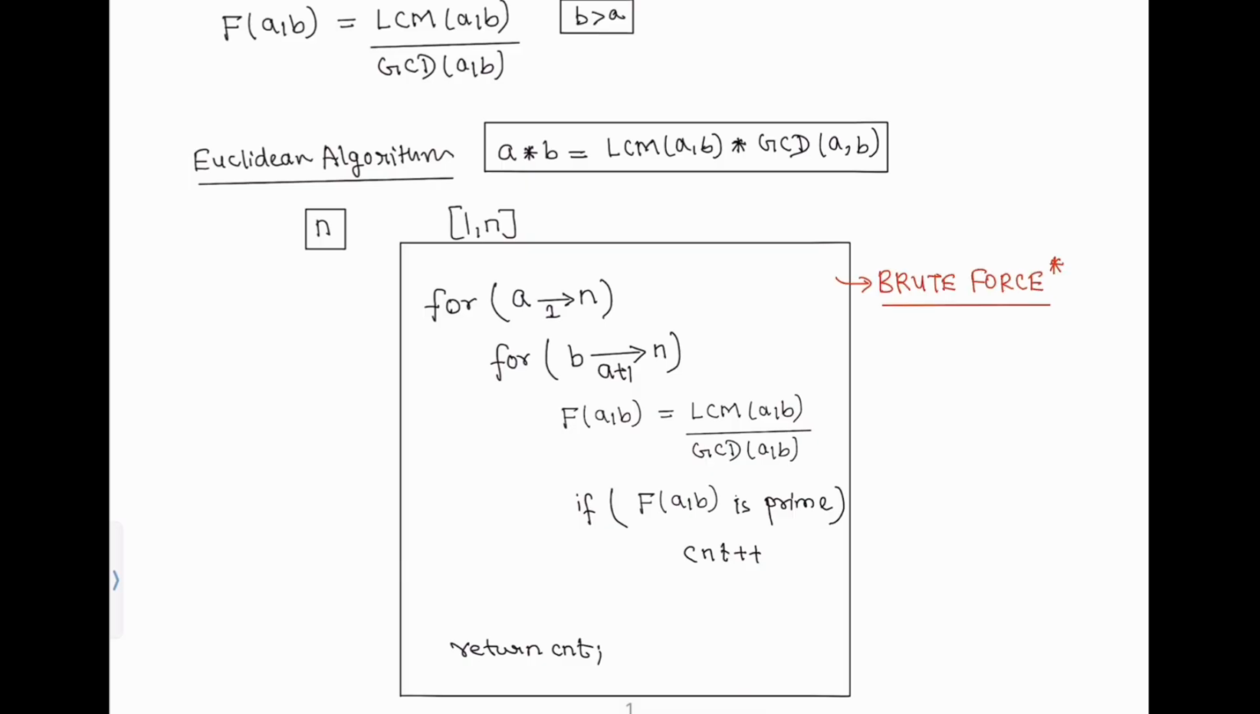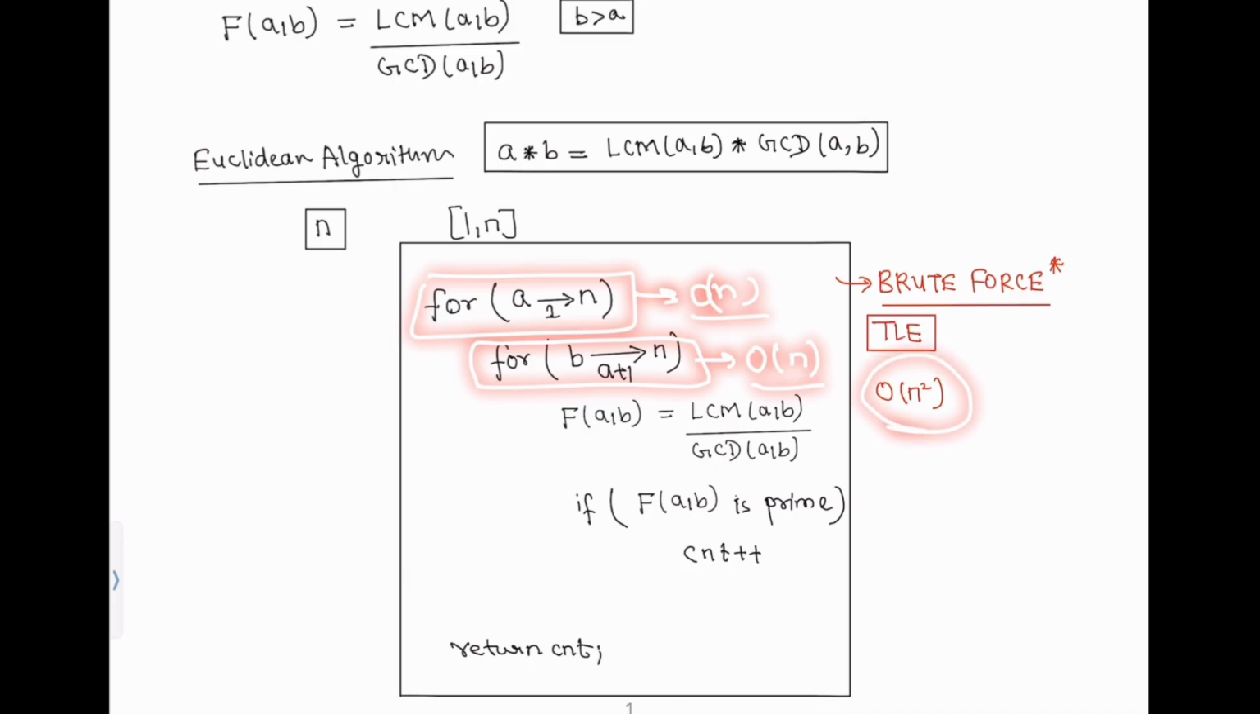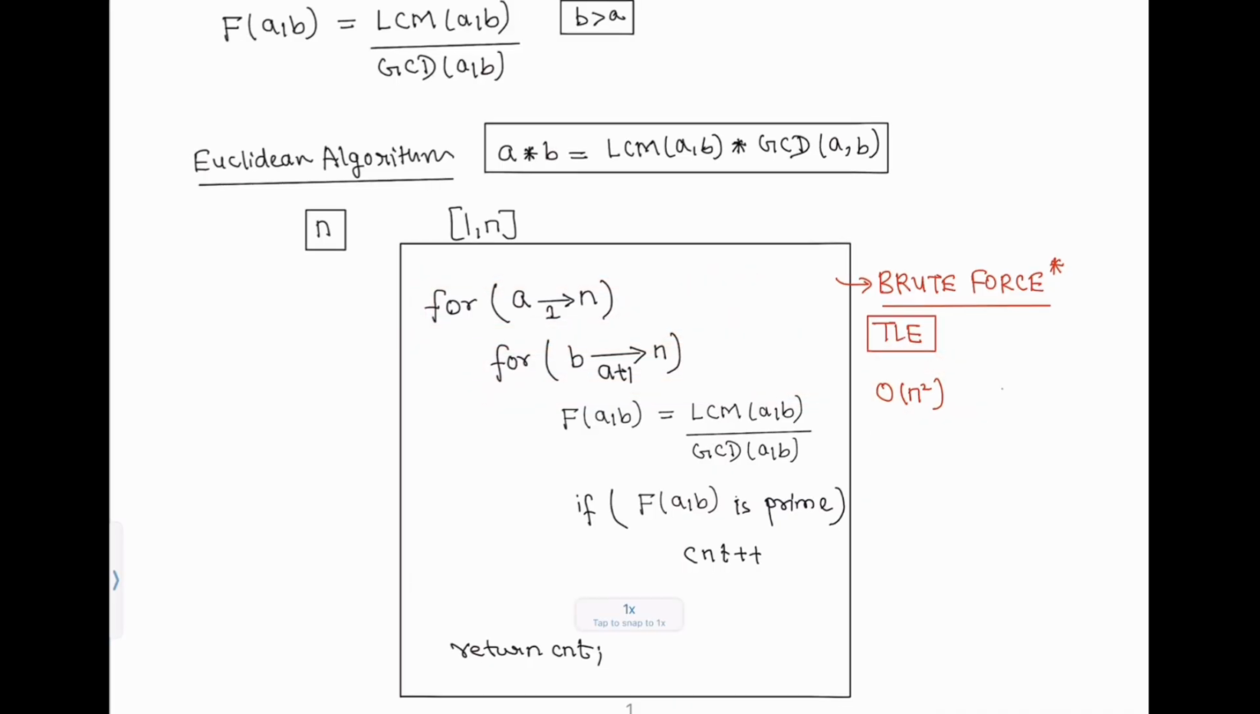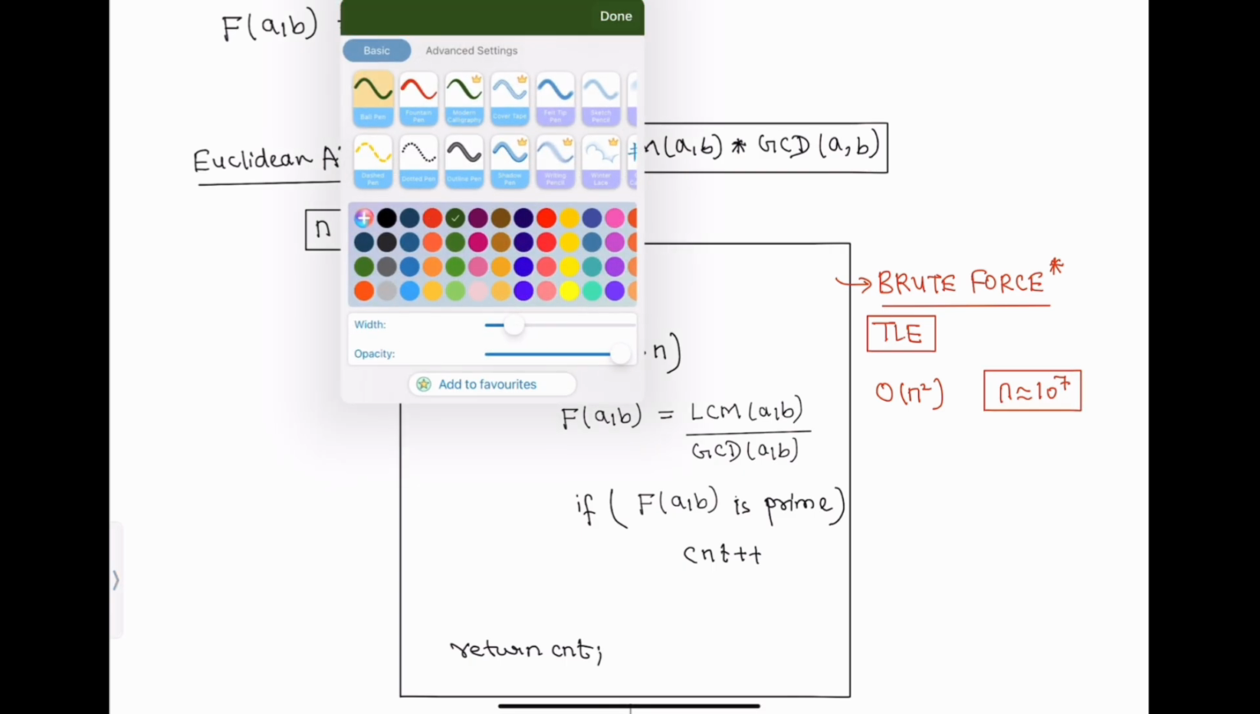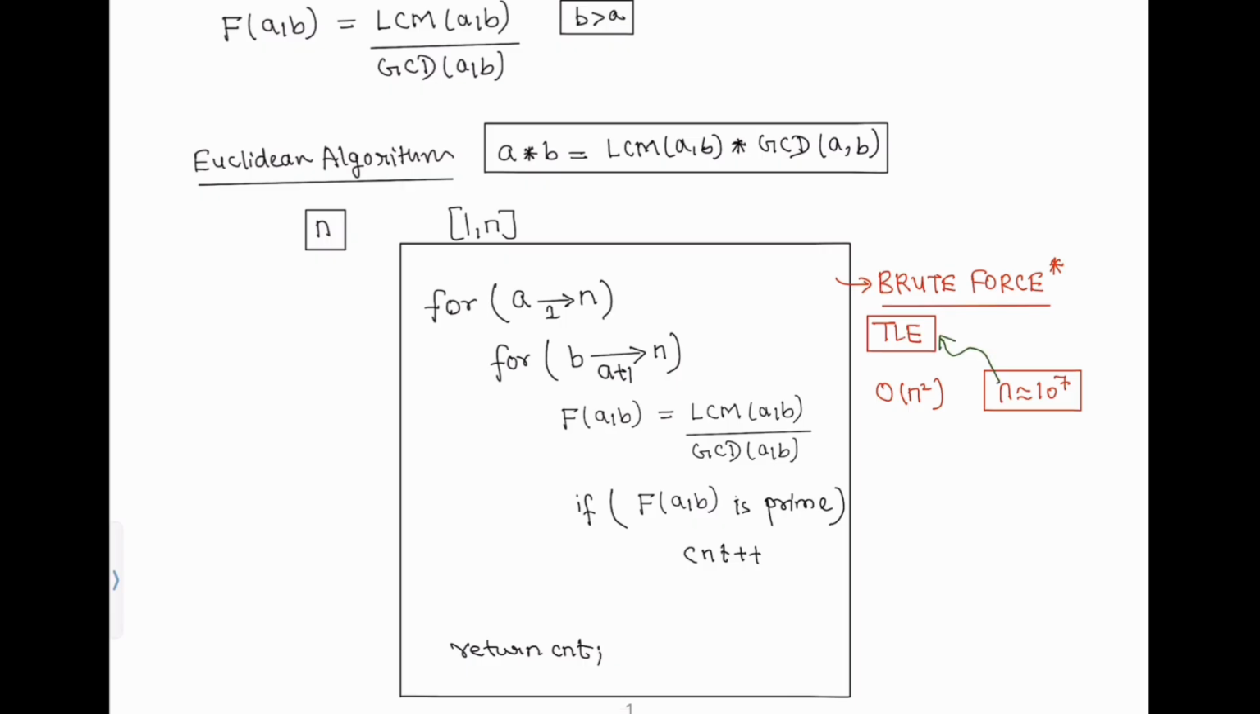But naturally, this brute force will give us time limit exceeded. Why? Because it's an O(n squared) solution. You're using a loop that runs n times, and the loop inside it also has a time complexity of n, so it becomes an O(n squared) solution. And it's been given that the value of n is up to 10 raised to the power of 7, so there is no chance for this to pass. We will end up getting TLE. So now, how do we optimize this?